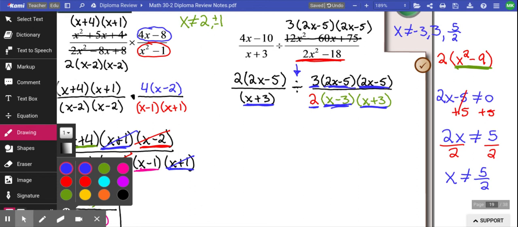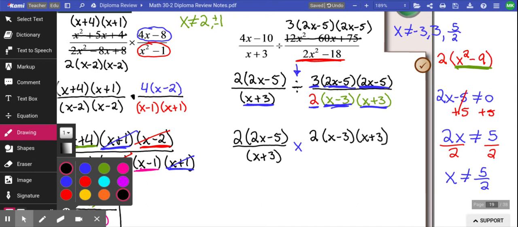You've now done the first step, factor, second step, NPV. Time to move on to the third step, which is simplify. You need to write it as one fraction. We need to kiss and flip this thing. So the first fraction doesn't change. The second fraction does. It'll now be times instead of divide. And now you're going to flip the fraction. So it's 2x minus 3, x plus 3, divided by 3, 2x minus 5, 2x minus 5.